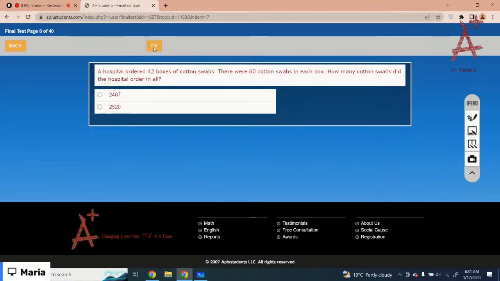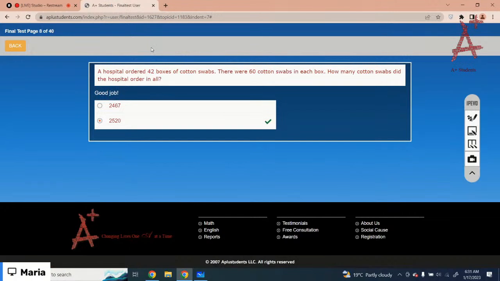Very good. Okay, a hospital ordered 42 boxes of cotton swabs and there were 60 cotton swabs in each box. How many cotton swabs did the hospital order in all? Just multiply 42 times 60. Got it? It would be 2520. Got it?